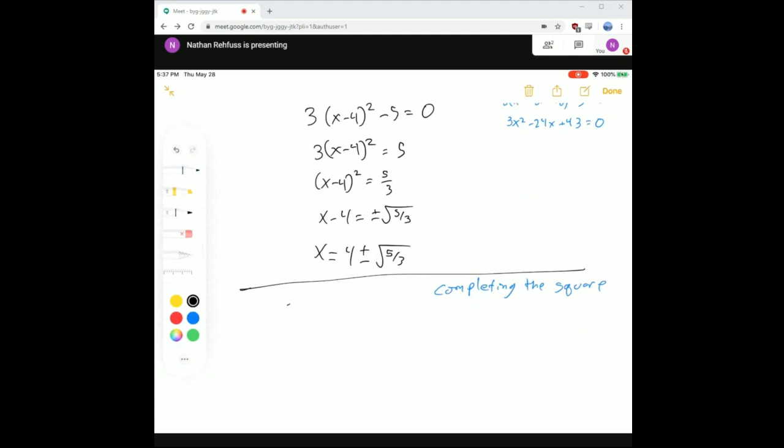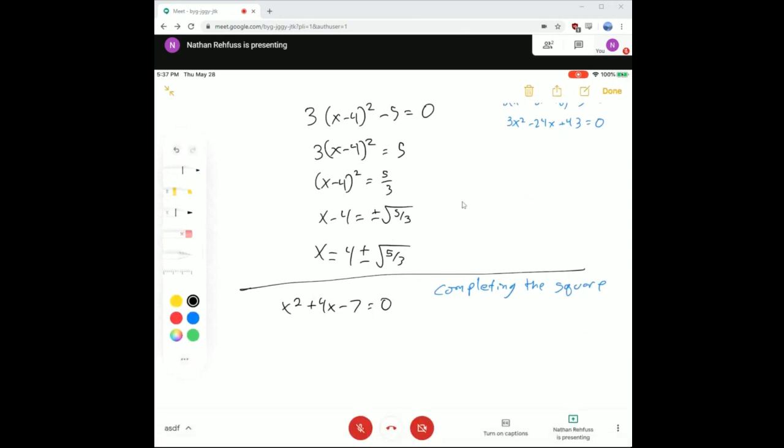I will tell you right now, there's definitely no way to factor this. You can check that yourself. What two numbers multiply to -7 but add up to positive 4?